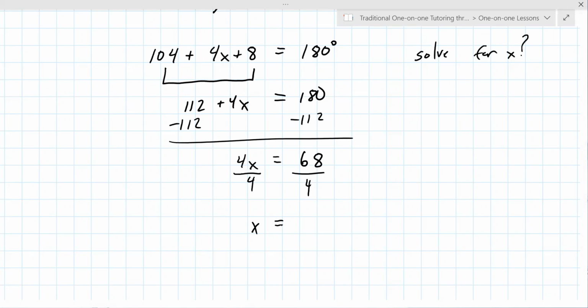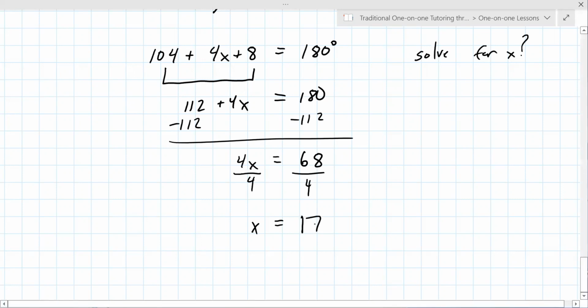Okay. 4 divided by 68. It's actually the other way, 68 divided by 4. The order matters when you're dividing. 17. X is 17. Very good.